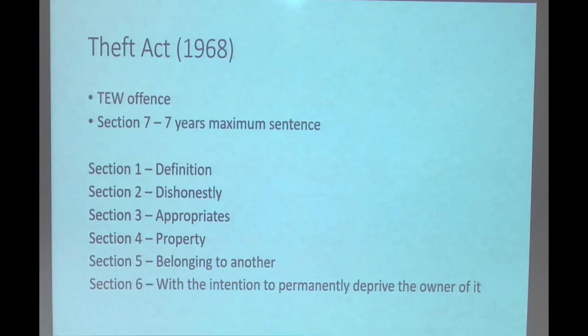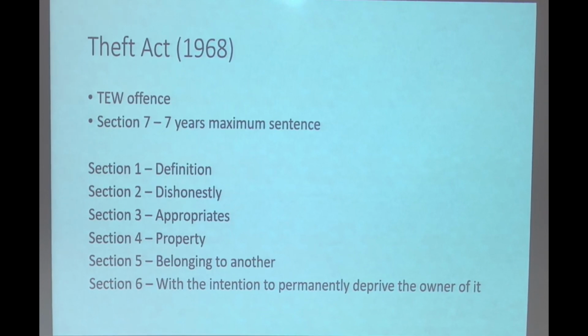Now it's quite an easy set of sections to learn, because if you know the definition as dishonestly appropriates property belonging to another with the intention to permanently deprive the owner of it, you therefore know the sections because they are in order. So 2 covers dishonesty, 3 appropriates for property, 5 belongs to another, 6 with the intention to permanently deprive the owner of it. So you can see there they do go in order.